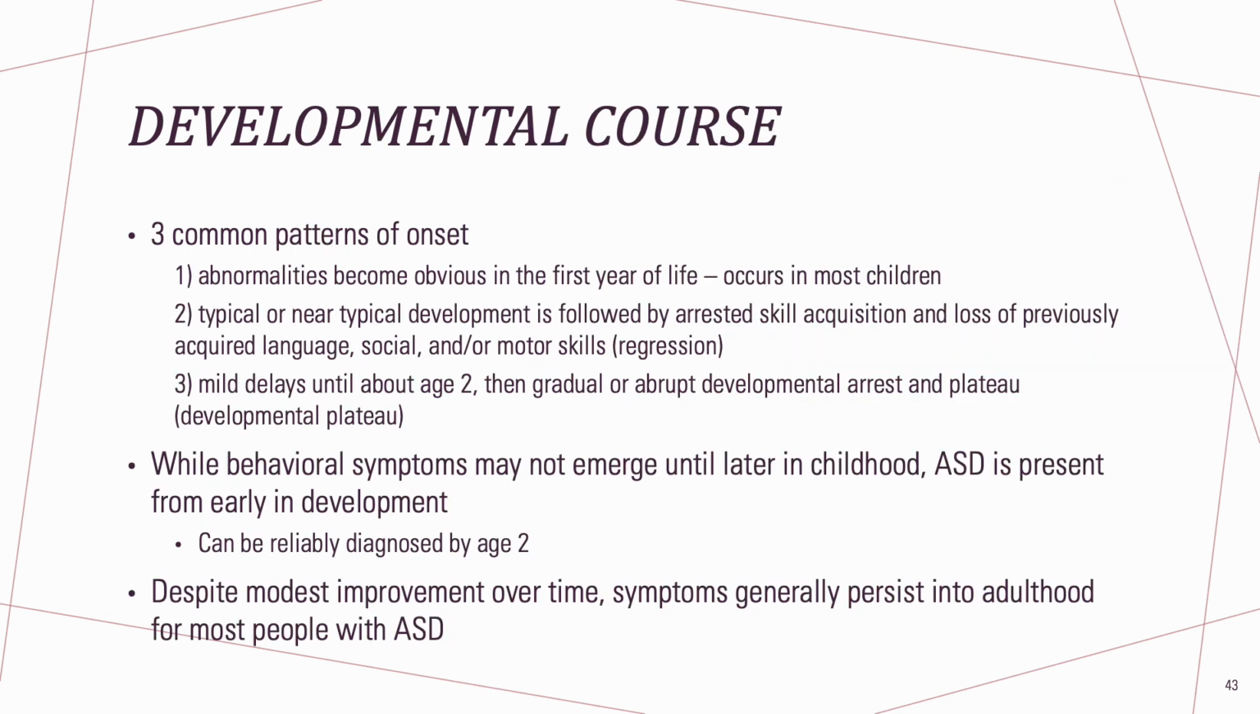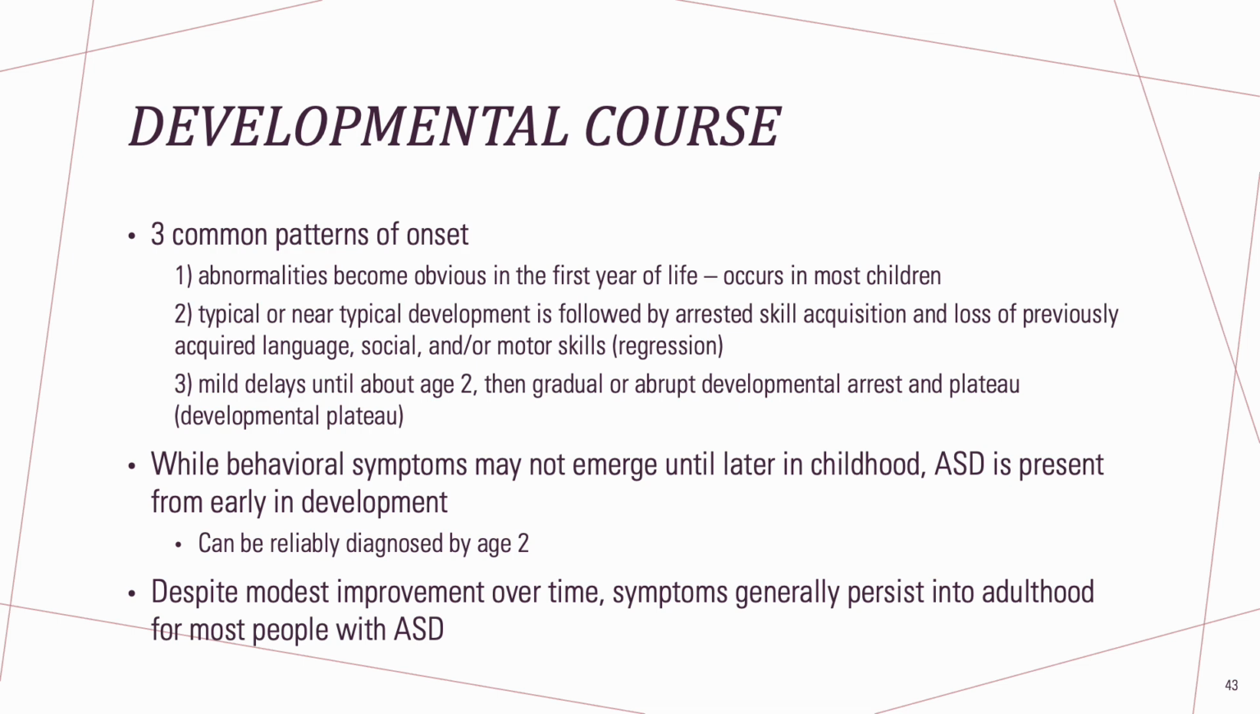In terms of the developmental course of the symptoms and what onset looks like for people with autism, we know that there are 3 common patterns of symptom onset. The first pattern is the most common. It occurs in most children, and this is where you see abnormalities in the first year of life. So it's pretty obvious within the first year.